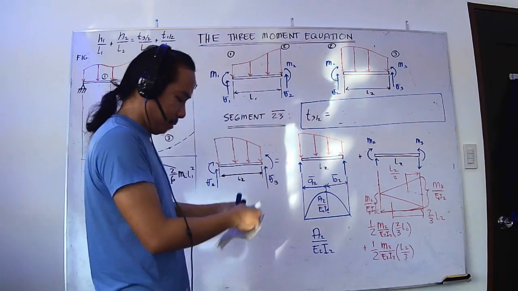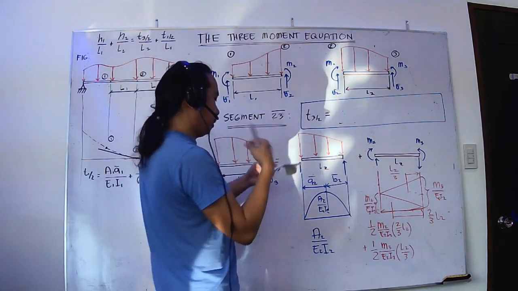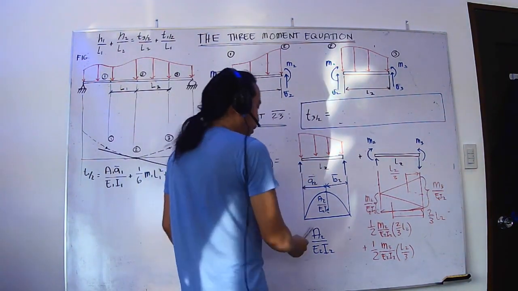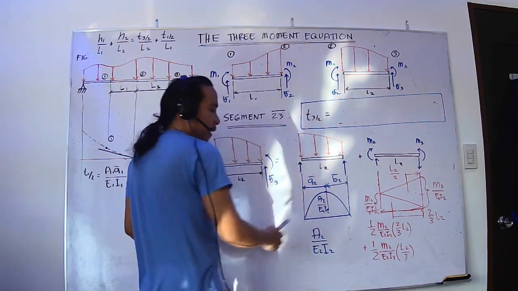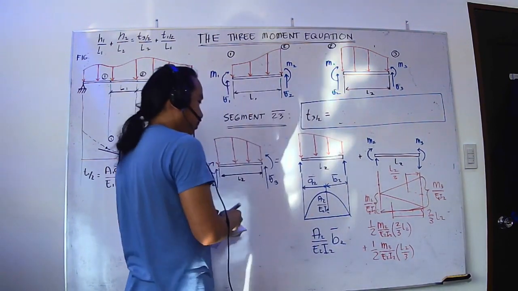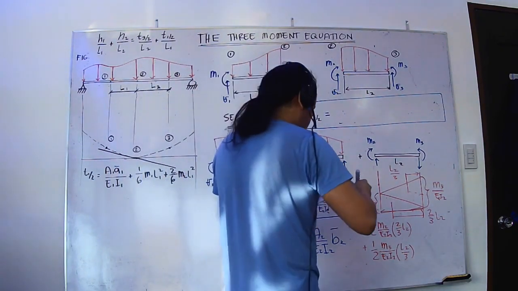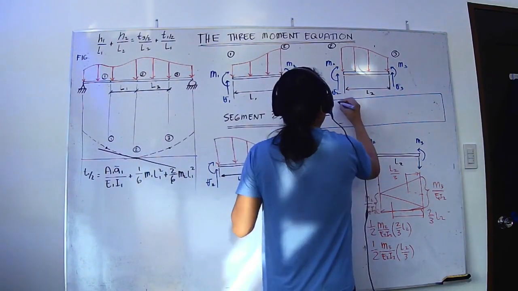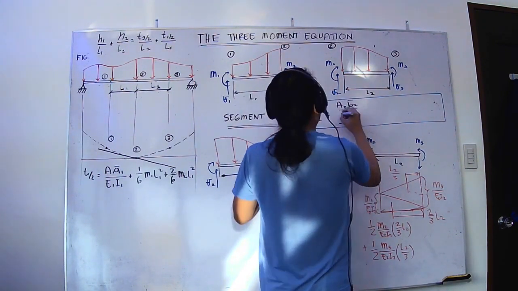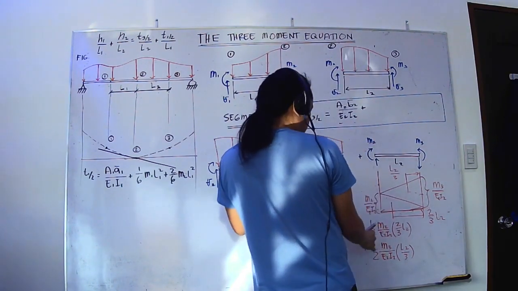Now, if I were to add those two terms, so this is B2. Now, we just need to add those three terms. So in other words, this is A2, B2 over E2, I2 plus the quantity here.